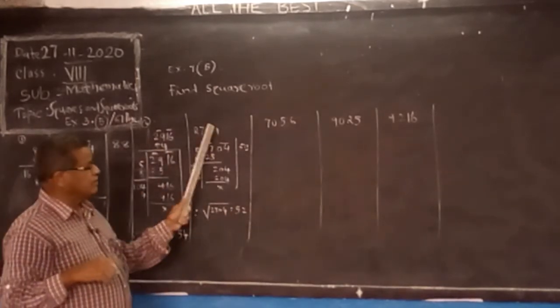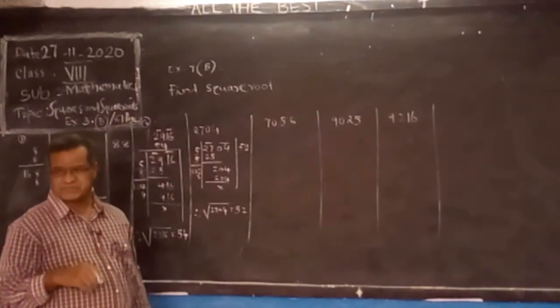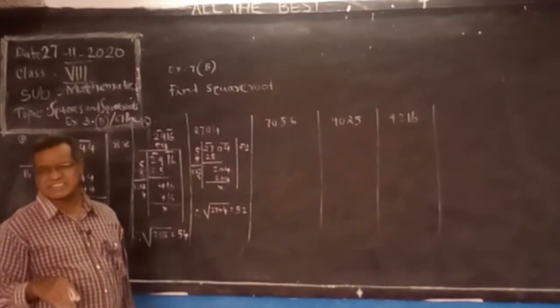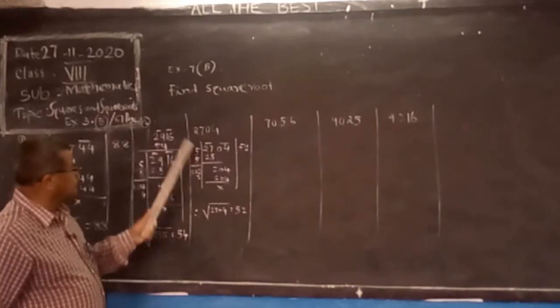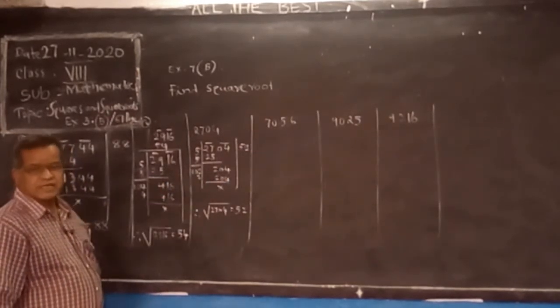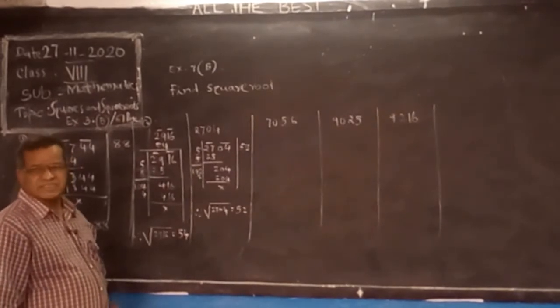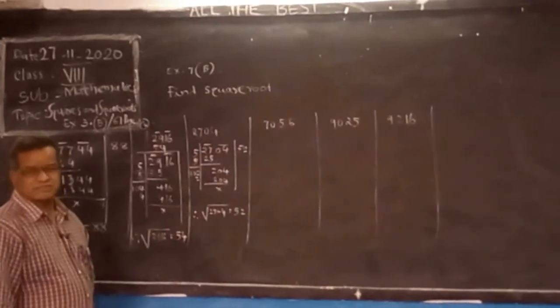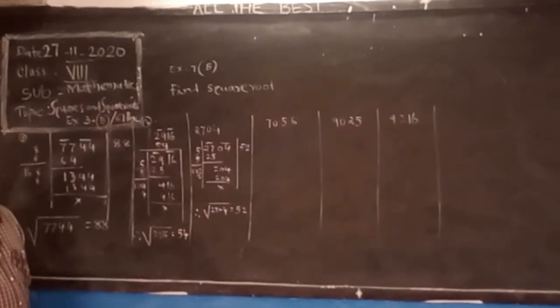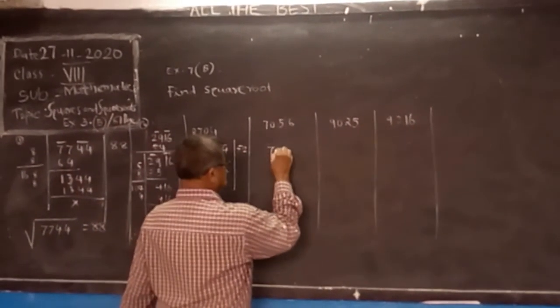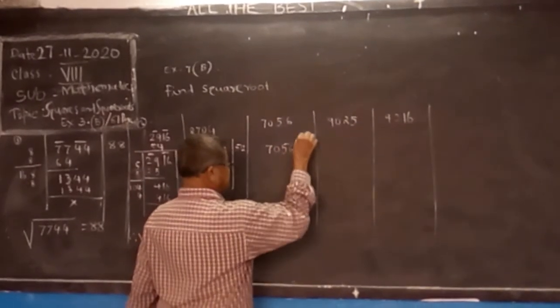Today we are learning square roots for 4 digits. In the beginning I explained for 3 digits. Now we are doing 4 digits, and tomorrow 5, 6, 7 digits, bigger numbers. Let us find the square root for big numbers. Next, 7056.